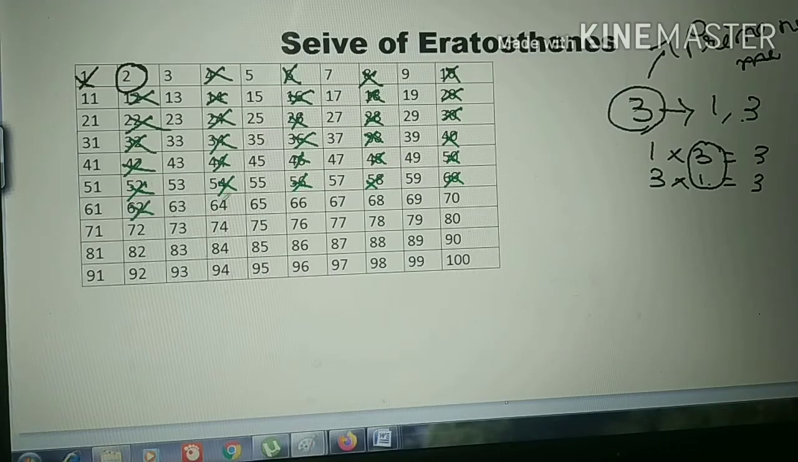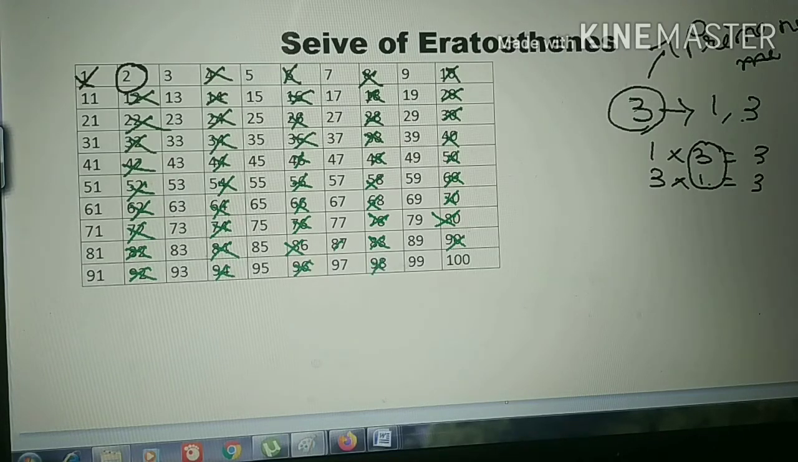62, 64, 66, 68, 70. After that 72, 74, 76. Observing that, the last digit is 2, 4, 6, 8 or 0. All the multiples of 2 must have only these numbers in the unit digit: 2, 4, 6, 8 or 0. Understood?